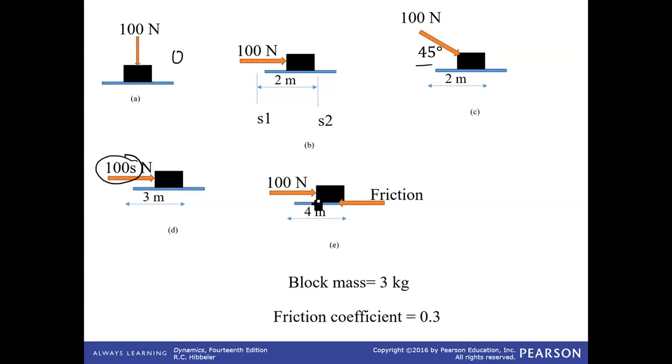And for the fifth example, the work done by the 100 Newton force is positive, which is 100 times 4, but the work done by friction is negative because it acts in the opposite direction. For all the blocks, the mass is 3 kg, and the coefficient of friction is 0.3 for the last one. We do not need to consider friction in the other, previous cases. Only for the last one, consider the friction force or coefficient of friction as 0.3.